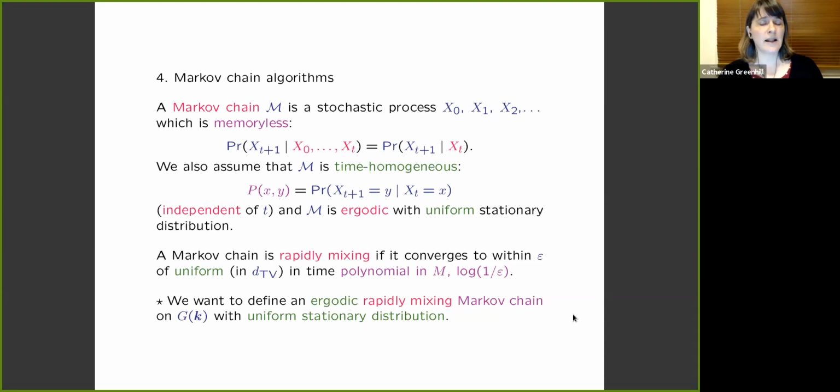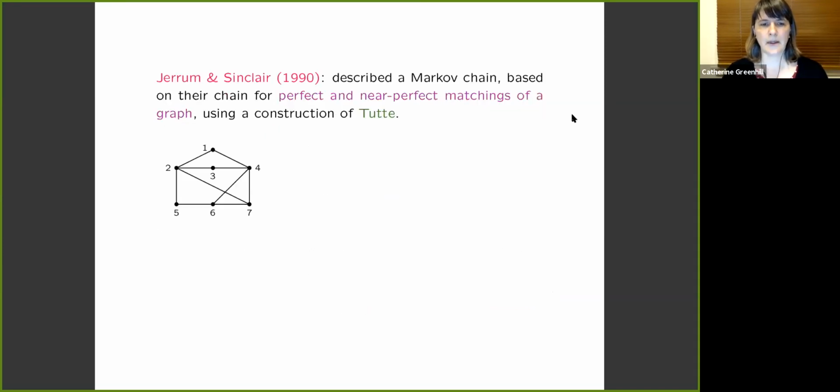And so now what I would really like is an ergodic, rapidly mixing Markov chain on G of k with uniform stationary distribution. Okay. The first people to apply the Markov chain approach to sampling graphs with given degrees were Jerrum and Sinclair back in 1990. And they did this because they had a Markov chain which they knew how to use for sampling perfect and near perfect matchings of a graph. And using a construction of Tutte, you can reduce the problem of sampling realizations of a degree sequence to sampling perfect matchings of a particular graph. So that's how they got the idea to work on this problem.